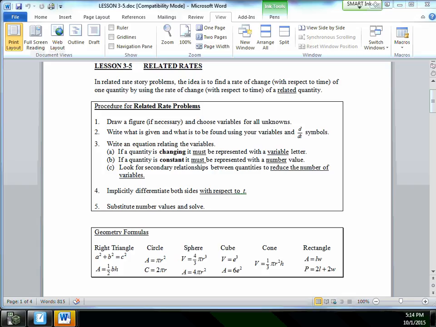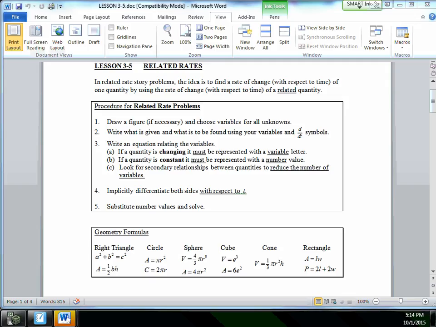All right, this lesson is 3-5 related rates. This is the hardest part of derivatives because it's story problems and students hate story problems. But if you follow these steps, it will help ease your pain, we should say. So here are some procedures.